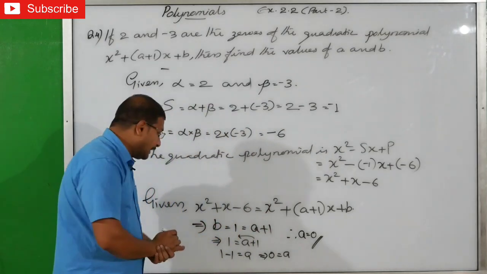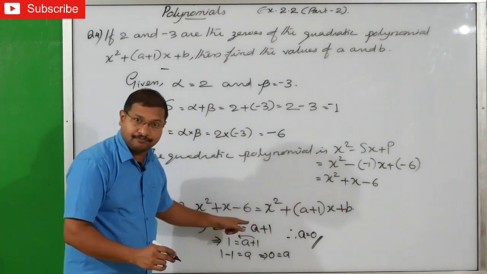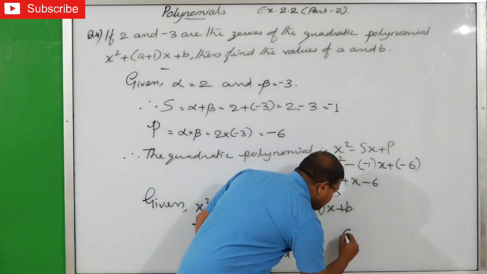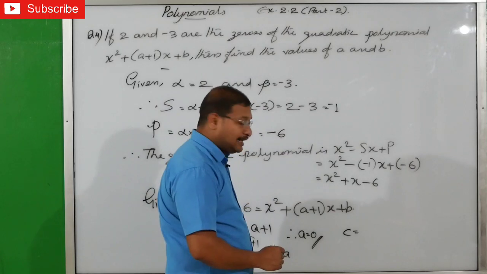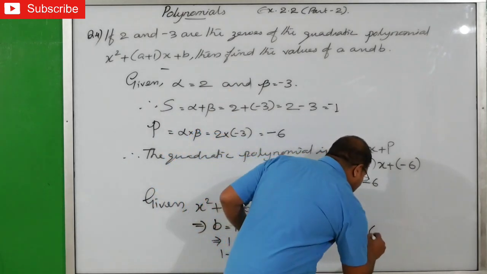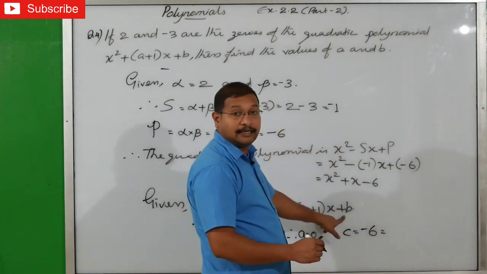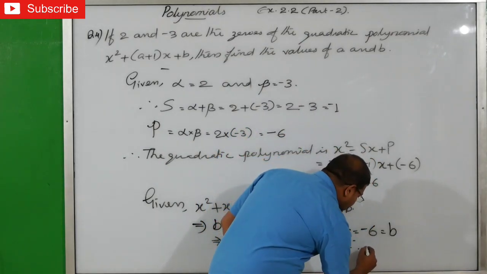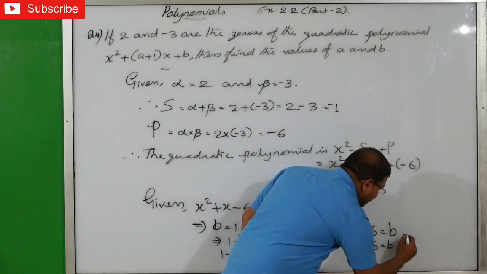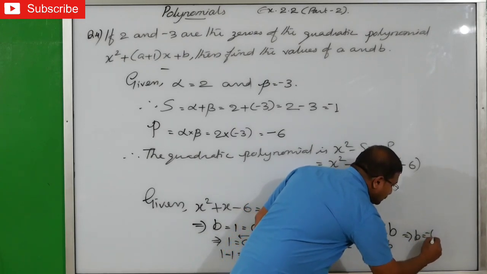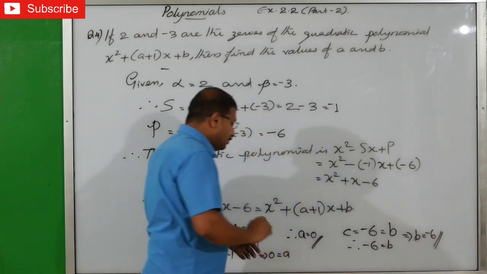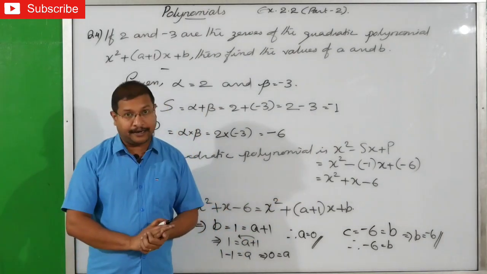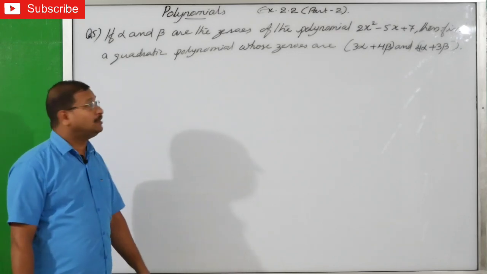Ready? After that, now we'll take the constant term. Constant means c. The constant term in the first equation is minus 6, and here it is b. Therefore, minus 6 equals b. That implies b equals minus 6. Now, we got the value of a as 0 and b as minus 6. Okay? Let us see the next question.